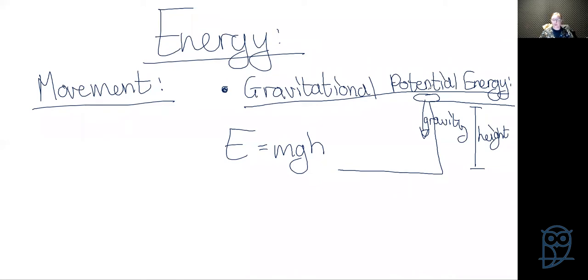So that is what we call gravitational potential energy. If it falls, it will then convert all of the energy it had stored from being up there into essentially movement, into kinetic energy. So that brings us to the next kind, which is kinetic energy. Kinetic energy is the energy that is caused due to something moving.